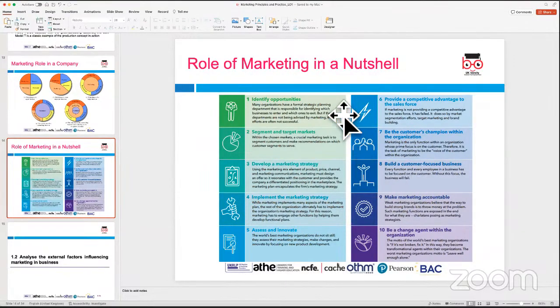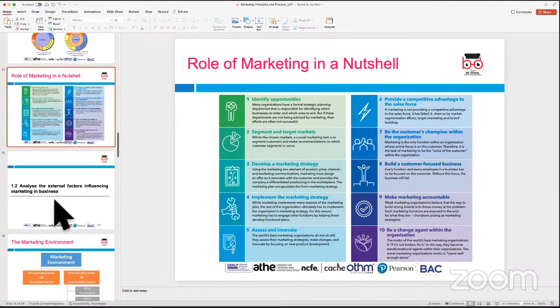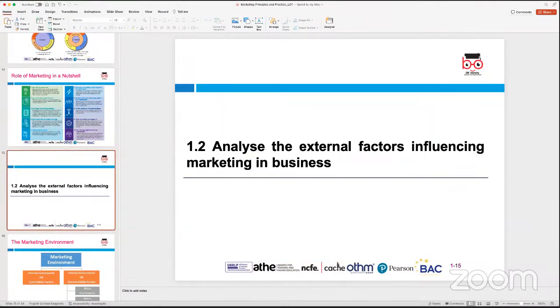And they tend to be identifying opportunities, segmenting the market, identifying a specific segment of consumers. You're looking at developing a strategy, implementing that by coming out with different forms of promotions and communication, and then assessing whether that is helping you to reach the customers or not, and thereby finally selling products and services to your consumers. Is that okay? Any questions on this assessment criteria so far?